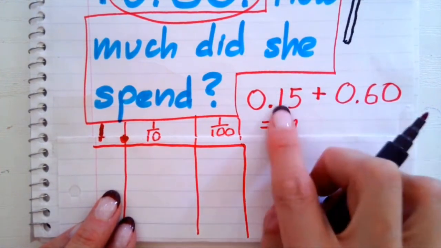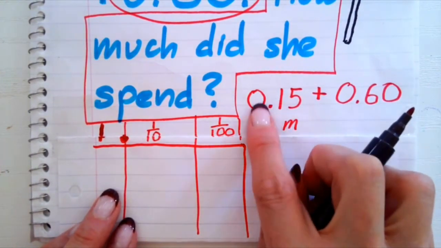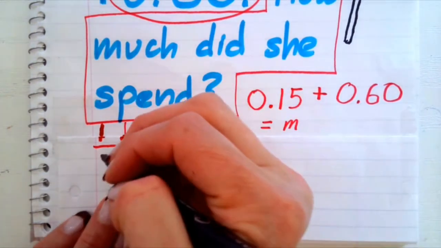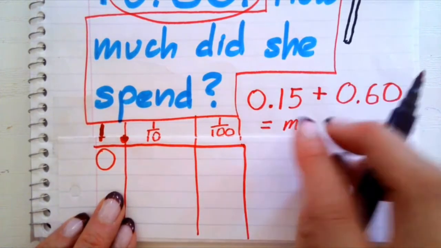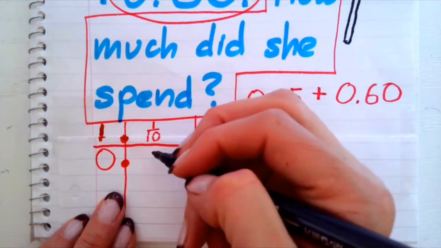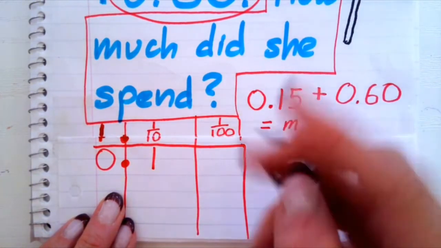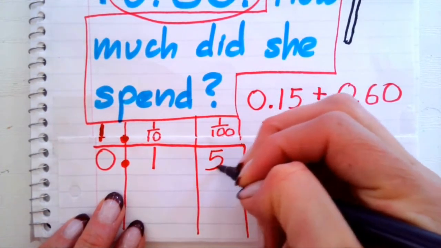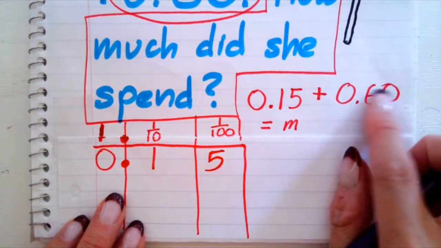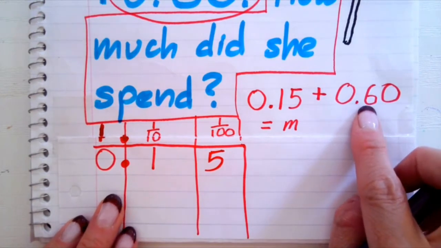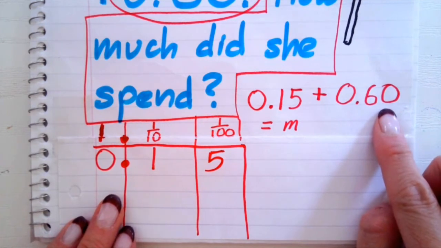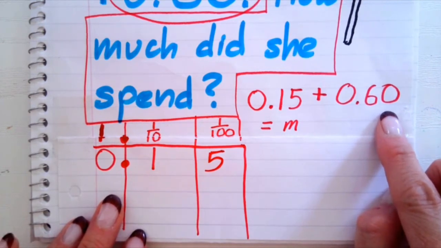Okay, let's put these numbers into our place value chart, starting with 15 hundredths. There are no ones, so we put a 0 in the ones place, then the decimal point. There is 1/10 and 5 hundredths, which is the same thing as 15 hundredths. Now let's put in the 60 hundredths. 60 hundredths is what we use to write 60 cents because a cent or a penny is 1/100th of a dollar.